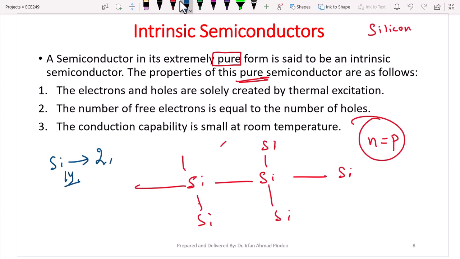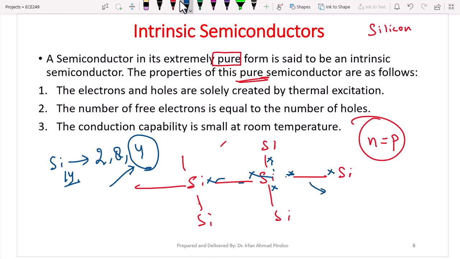Right? 2, 8, 4. So the number of electrons we have in the valence shell is 4. That is what I am showing here with these 4 lines. So we have 1, 2, 3 and 4. These 4 electrons are making bonds with the neighboring silicon atoms that we have over here.